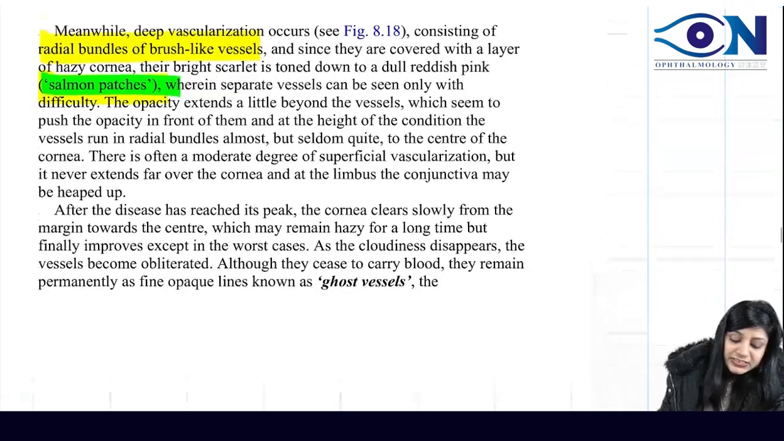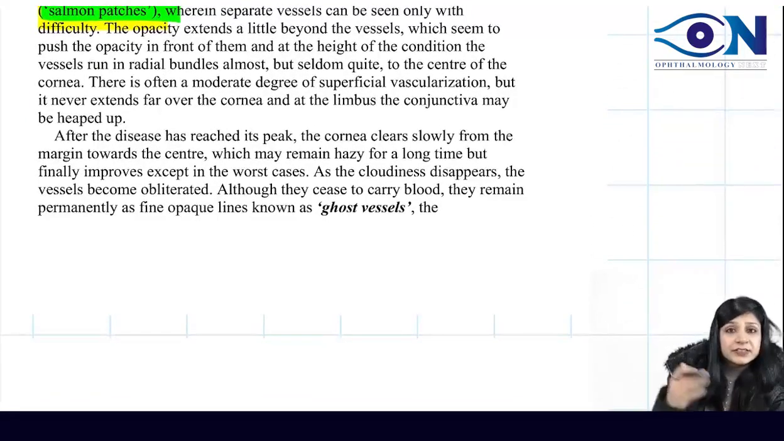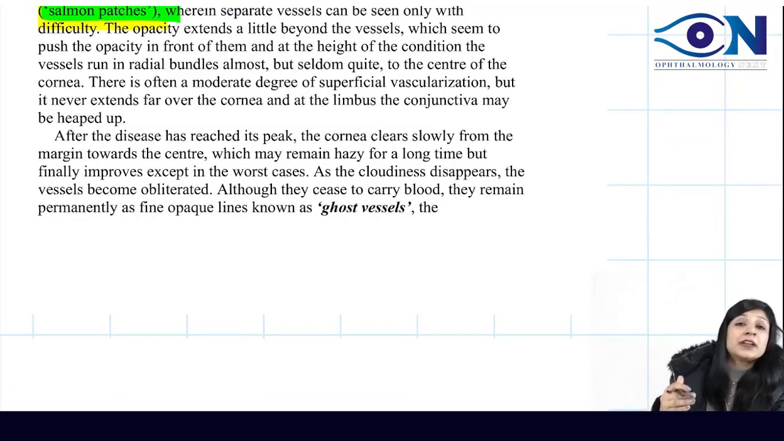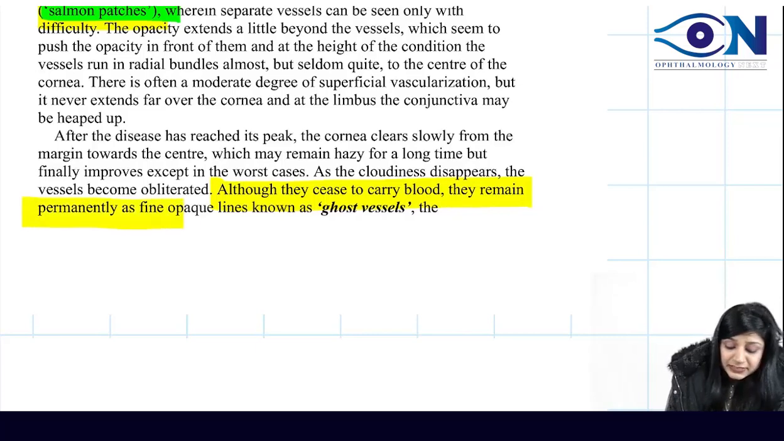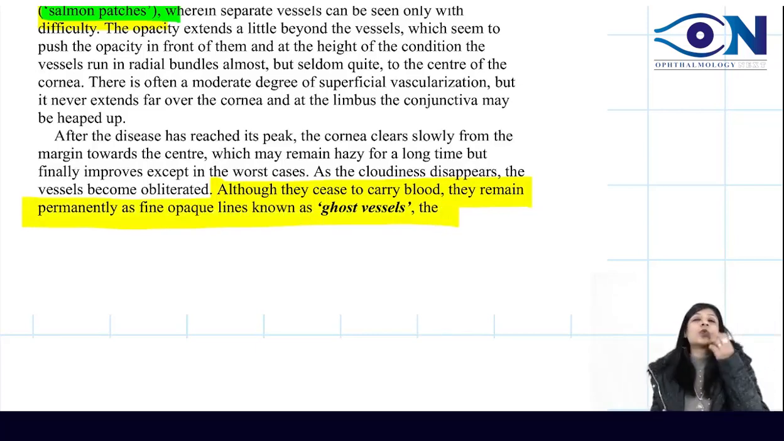Then after the disease has reached its peak, the cornea clears. So now it is beginning to clear slowly from the margin towards the center. As the cloudiness disappears, the vessels become obliterated. So permanently afterwards they are remaining. They remain permanently as fine lines that are actually called the ghost vessels.